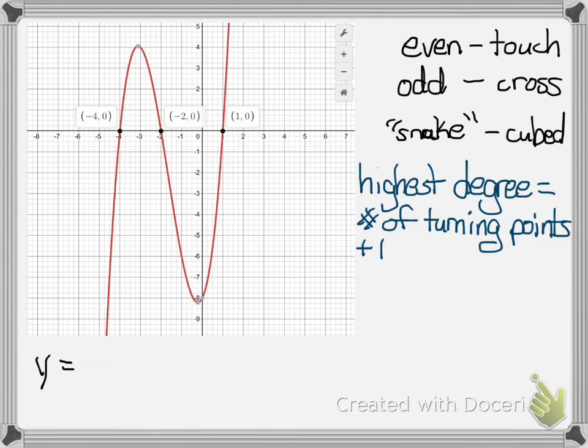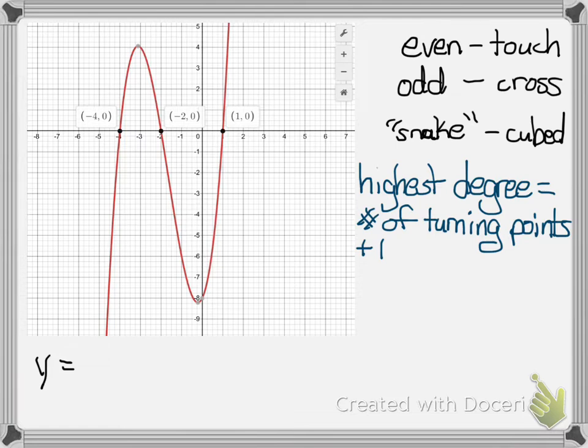Before we even get started with the graph, remember, even, touch, odd, cross. Even, touch, odd, cross. And also remember, whenever it snakes through, it's a cubed multiplicity, and your highest degree is going to equal the number of turning points plus 1. All right, now let's get started.